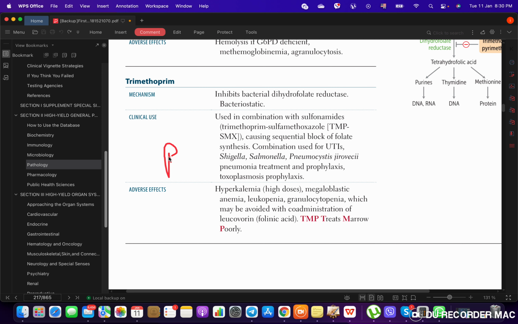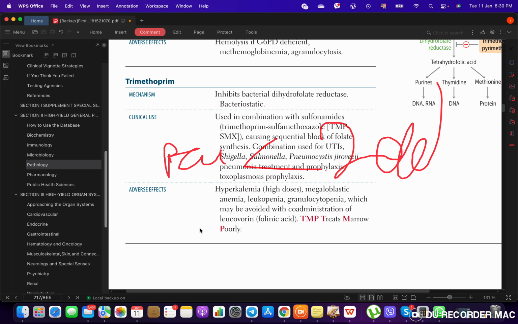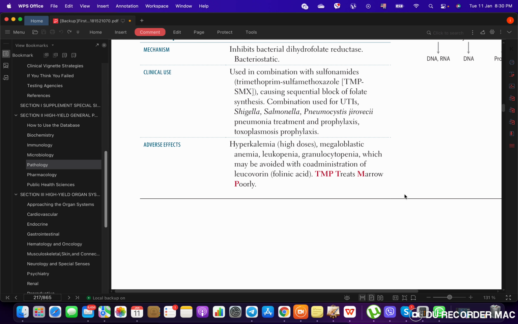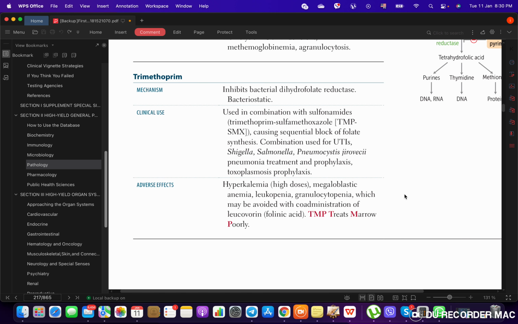So for the PCP prophylaxis, when the CD4 count goes under 200, and for the toxo, when the CD4 count goes under 100. Yeah? So an adverse effect includes hyperkalemia at high dosages. And well, I have a question, guys. Why do you think it leads to hyperkalemia? Just take a guess. If you want a hint, it kills the bacteria really quick with high dosages.